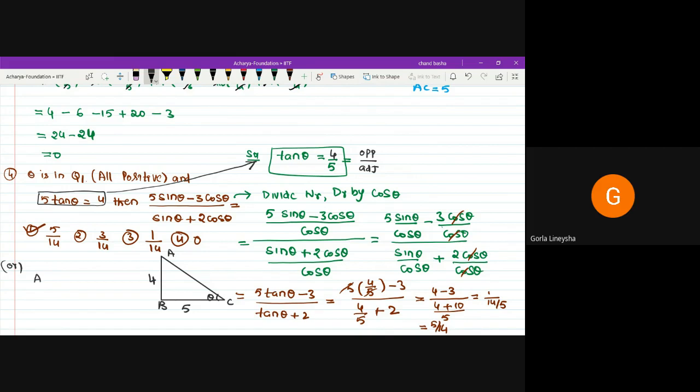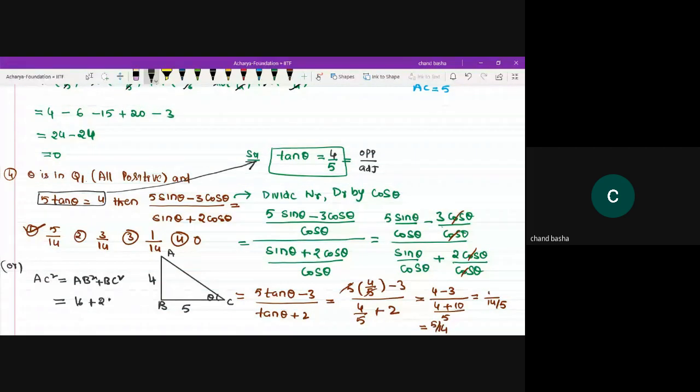AC square is equal to AB square plus BC square. AB square means how much? It is 16. BC square is how much? It is 25. So AC is equal to square root of 41. It is complicated when I'm using this particular method because the hypotenuse comes out under the root of 41.